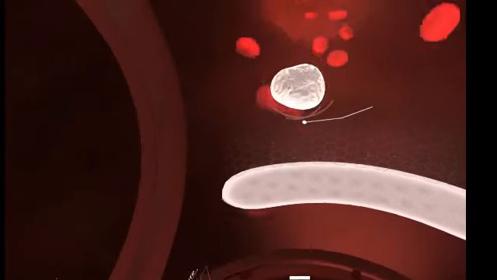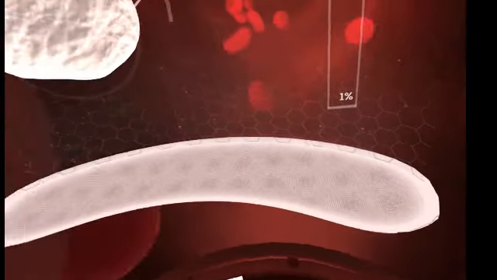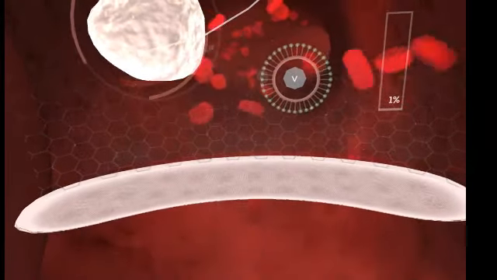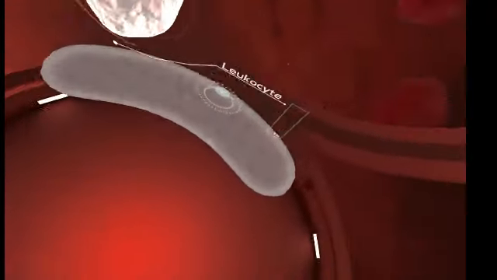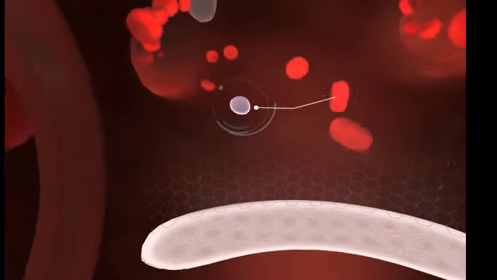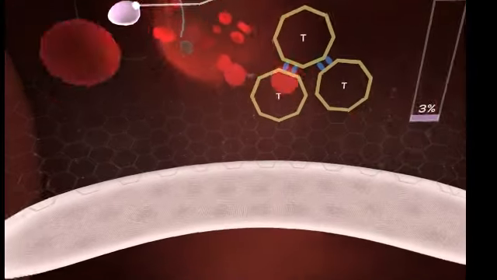Next up are white blood cells, or leukocytes, which take up less than 1% of the blood's total volume. Their main function is to protect our body from infection. Lastly, let's examine platelets, or thrombocytes, whose main function is to stop bleeding at the site of a damaged blood vessel.